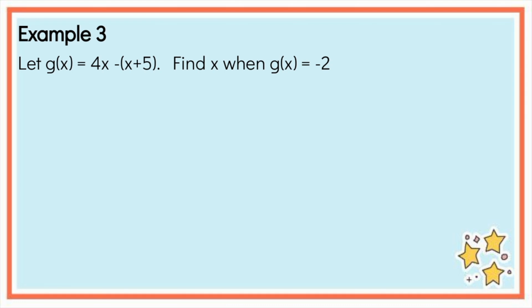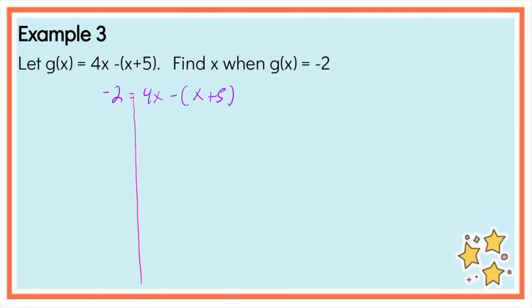So in this case, we have negative 2 outside of the parentheses, so that means it's going to be our output. So we're going to be substituting it for our output, which is g of x in this case. So we're going to substitute g of x for negative 2. So we've got negative 2 is going to be equal to 4x minus (x plus 5). Now we've got ourselves an equation, and we know from the last unit how to solve equations.